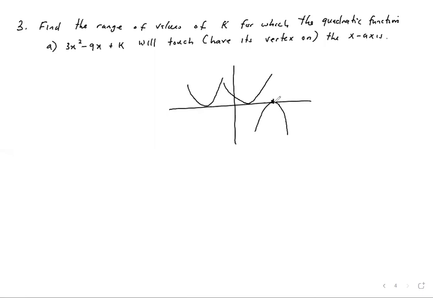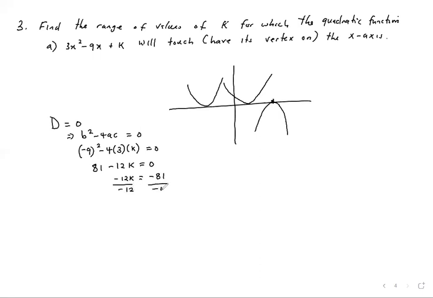So in solving this, we require that d is equal to 0, implying that b squared minus 4ac is equal to 0. b is negative 9, squared, minus 4, a is 3, and c is k, and this must be equal to 0. So you get 81 minus 12k is equal to 0. So negative 12k is equal to negative 81. Divide by negative 12, divide by negative 12. So k is just one value.